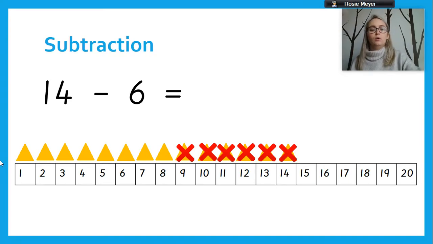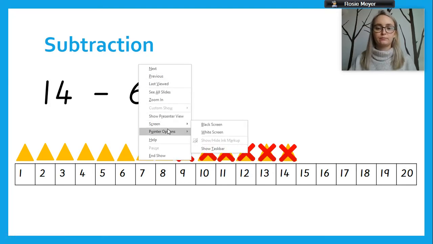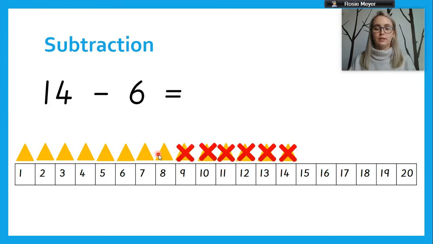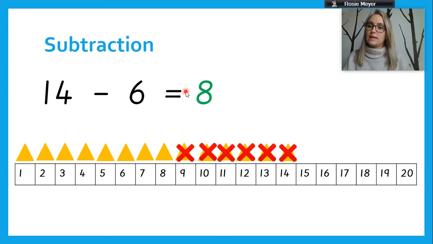So let's count together. 1, 2, 3, 4, 5, 6, 7, 8. We have got 8 triangles left on our number track. So here we go. Here's our number 8 just here at the end. And you can see the last triangle is actually sitting on top of number 8 as well. So you can see that it's going to be 8. And our answer is 8. So 14 subtract 6 equals 8.